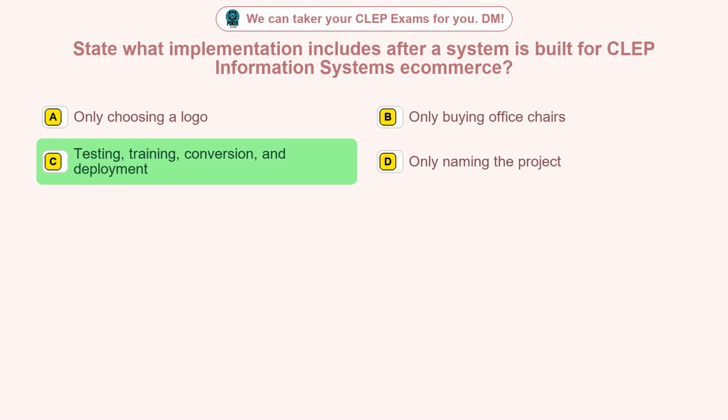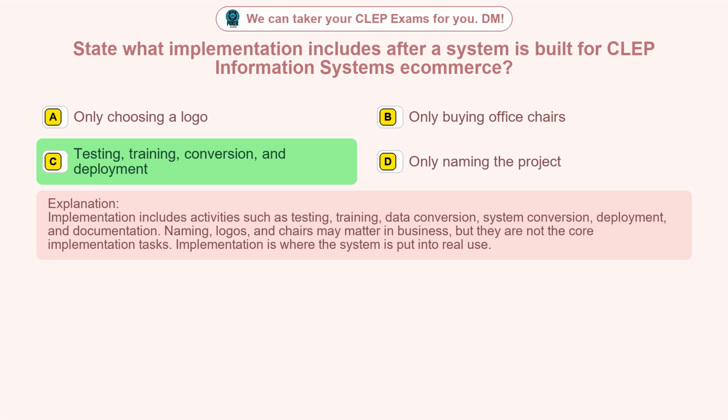The correct answer is option C, testing, training, conversion, and deployment. Implementation includes activities such as testing, training, data conversion, system conversion, deployment, and documentation. Naming, logos, and chairs may matter in business, but they are not the core implementation tasks. Implementation is where the system is put into real use.